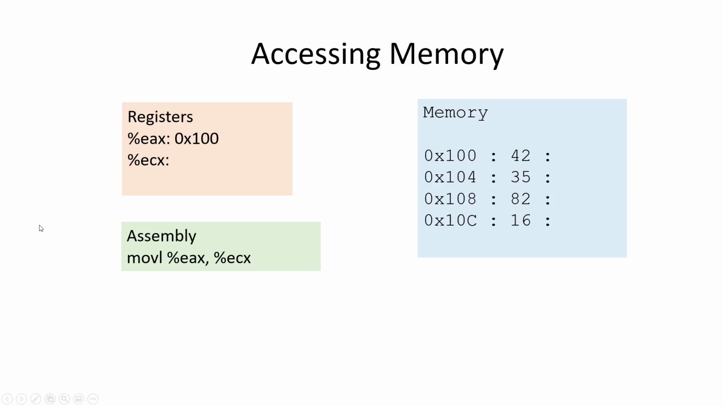Over here in the orange color, I've got some registers, in green I've got some assembly instructions, and in blue I've got some memory. I've got the memory addresses here and some values that are already stored in memory. And then on the right, comments if I have any that I need to make.